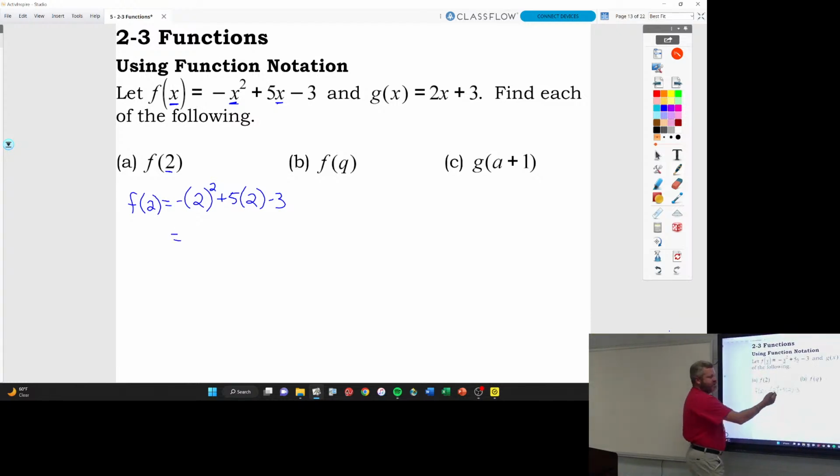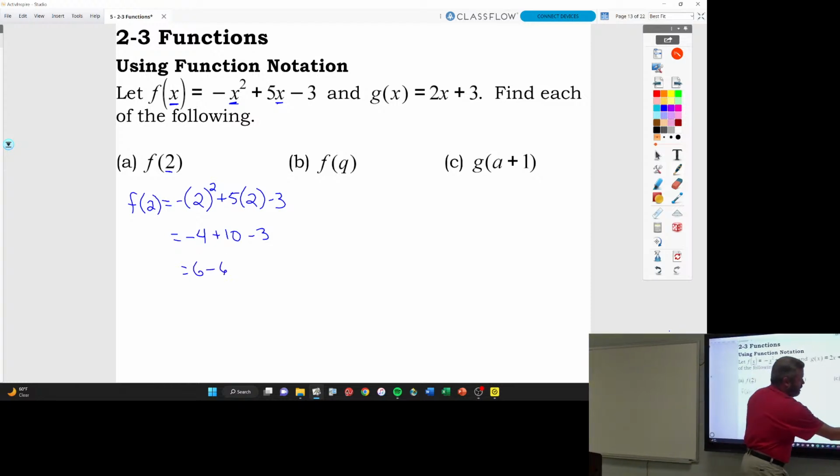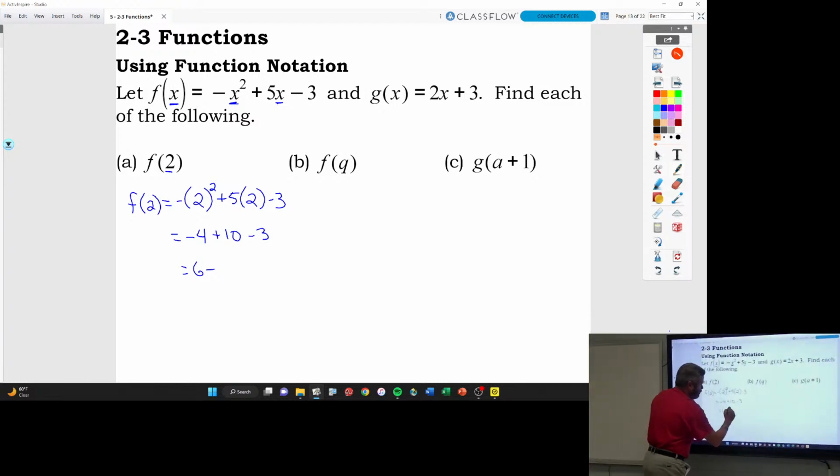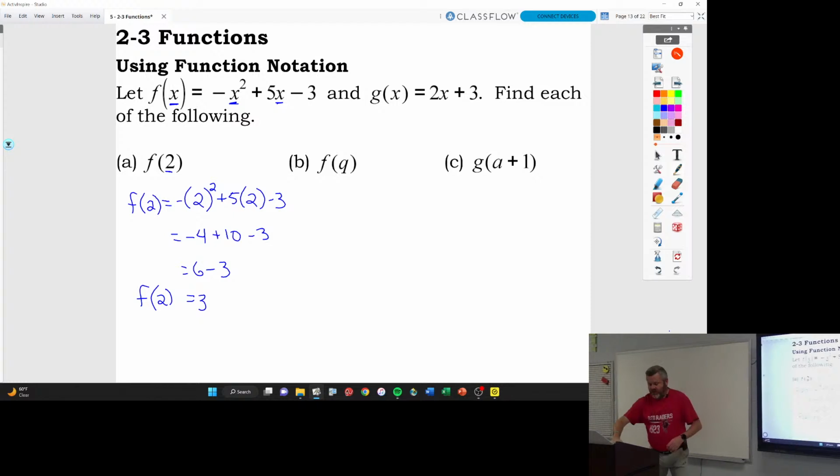Order of operations says do exponents first, so here's a negative sign, I keep it. 2 squared is 4. Plus 5 times 2 is 10. Minus 3. Negative 4 plus 10 is 6. Minus 3. 6 minus 3 is 3. So the function evaluated at 2 is 3.